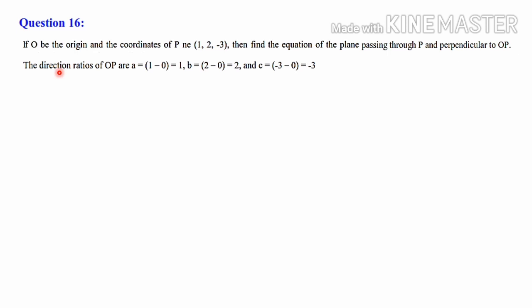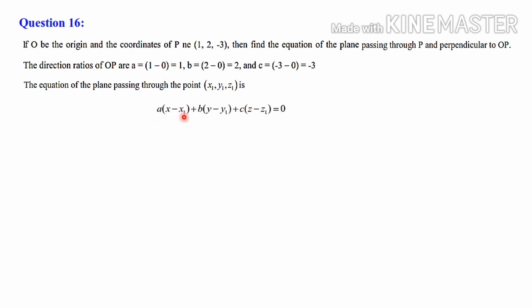Here the direction ratios of OP we have to calculate. O is 0, 0, 0 and P is 1, 2, minus 3. So the direction ratios, x2 minus x1, that is 1 minus 0, that is 1; B is 2 minus 0, that is 2; and C is minus 3 minus 0, that is minus 3. So the direction ratios of OP we have got. Then the equation of the plane passing through the point x1, y1, z1 is a into x minus x1 plus b into y minus y1 plus c into z minus z1 is equal to 0, where a, b, c are the direction ratios of the normal.